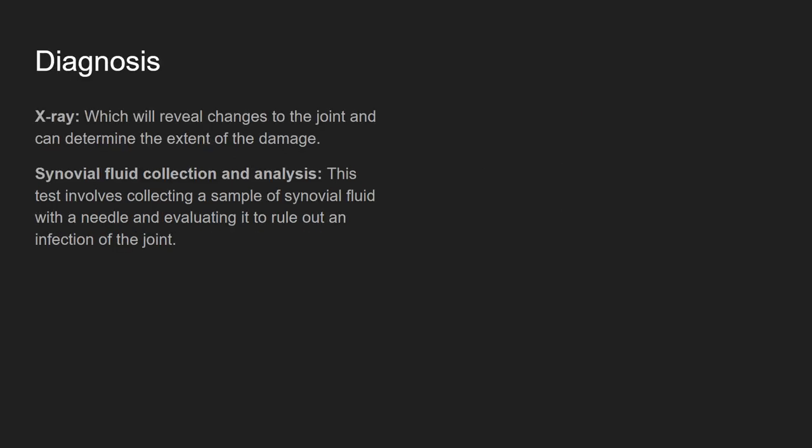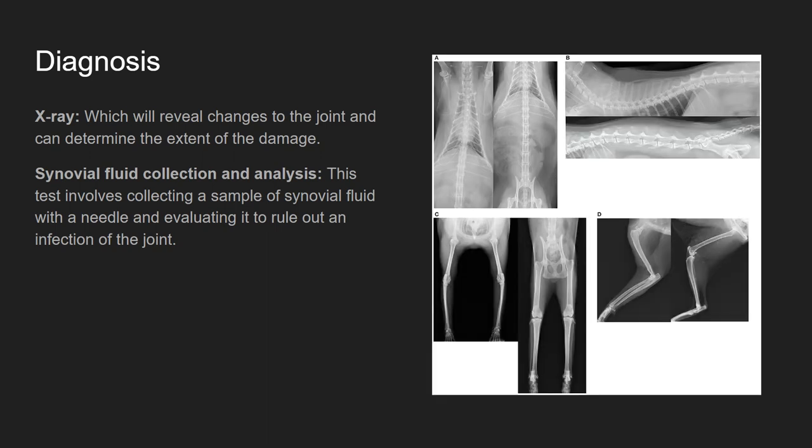There are two major ways to find out if your pet might be dealing with this. First, we will look at x-rays. X-rays are radiographs, taking pictures of the joints using radiation. This is going to help to see which joints have been affected, as well as the extent of the damage. And additionally, we have the synovial fluid collection and analysis. This test consists of taking samples of that fluid with a needle and then evaluating what happened to the joint and seeing if there's any infection.